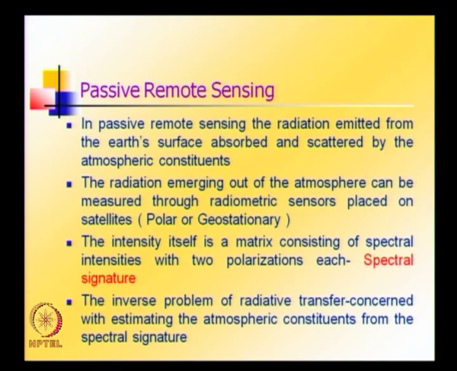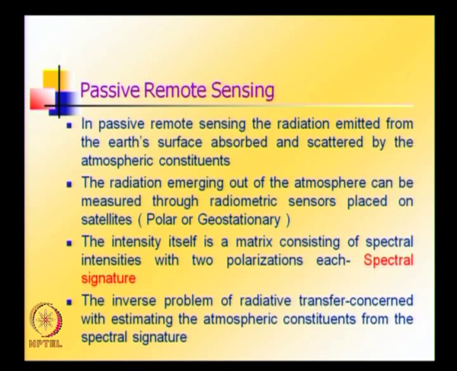In passive remote sensing, the radiation emitted from the earth's surface, which is absorbed and scattered by the atmospheric constituents, is measured at the top of the satellite. It is called the top of the atmosphere radiance. The radiation emerging out of the atmosphere can be measured through radiometric sensors placed on satellites. It could either be polar or geostationary.